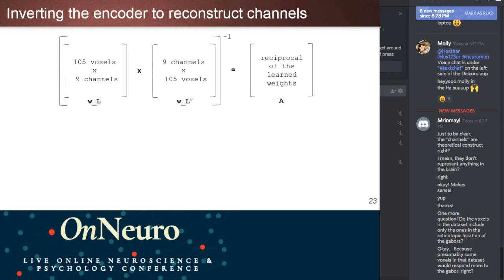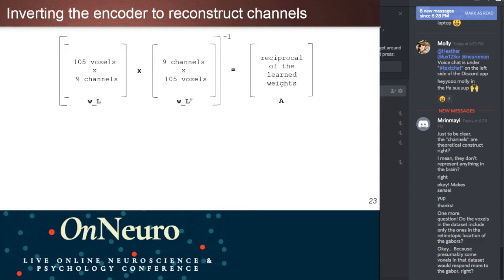Basically, we have these different matrices. We have the weighted matrix that I showed before. This is a 105 voxel by 9 channel matrix. By inverting that, we basically get the reciprocal of the learned weights. It's not exactly a reciprocal, but you can think of it that way. If the weighted matrix was equal to, say, the number 8, then we would get 1/8 at the end. So it's literally just trying to invert it to get the reciprocal, theoretically.